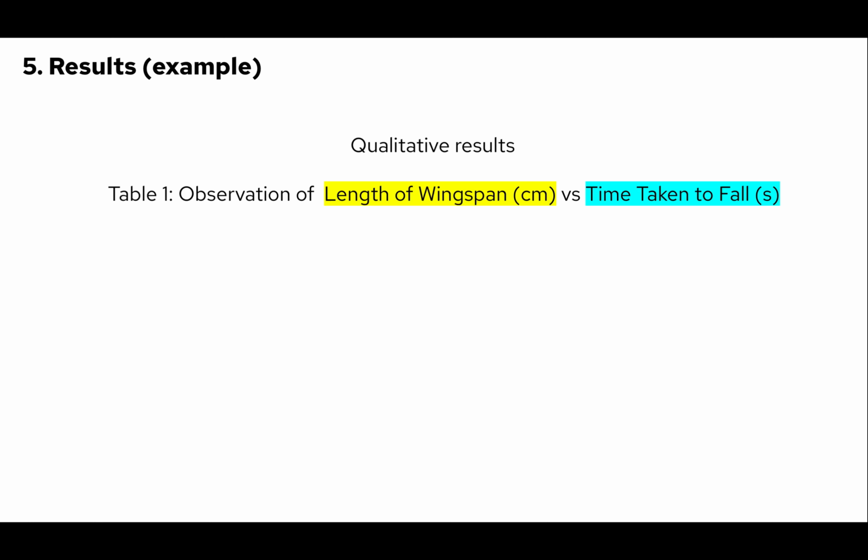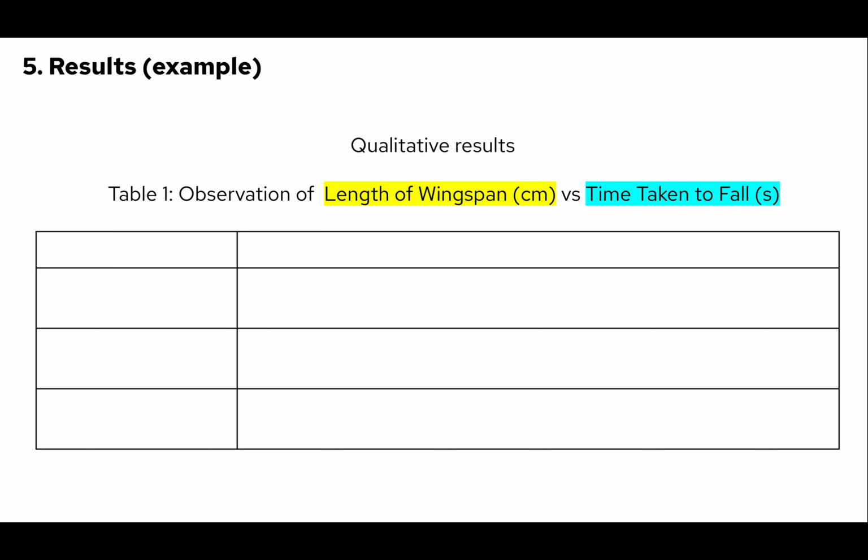Now let's look at an example. And the example that I'm going to use is a continuation from the other two videos on my helicopter experiment. So for my qualitative results, I'll have first of all my title. And the title is Observation of Length of Wingspan in Centimeters versus Time Taken to Fall in Seconds. Remember that when I highlight something in yellow, that's an independent variable, and highlighted in turquoise is a dependent variable.